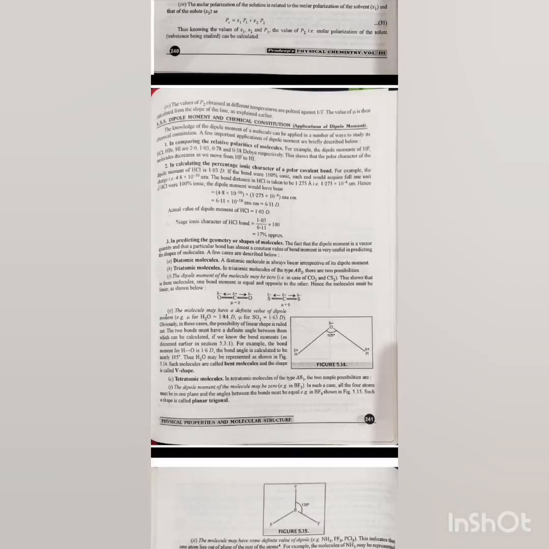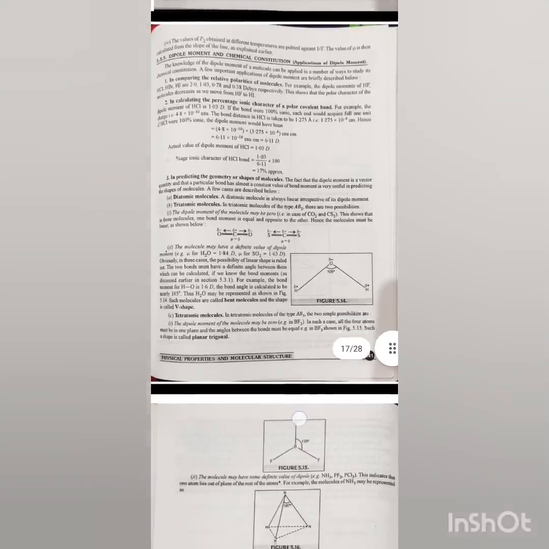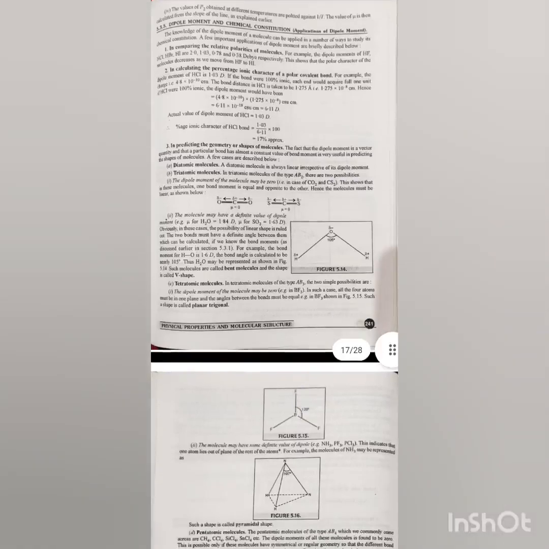C. Tetraatomic molecules. In tetraatomic molecules of the type AB3, the two simple possibilities are: the first one is that the dipole moment of the molecule may be zero. Example, BF3. In such a case, all the four atoms must be in one plane and the angles between the bonds must be equal, that is in BF3 shown in figure 5.15. Such a shape is called planar trigonal.